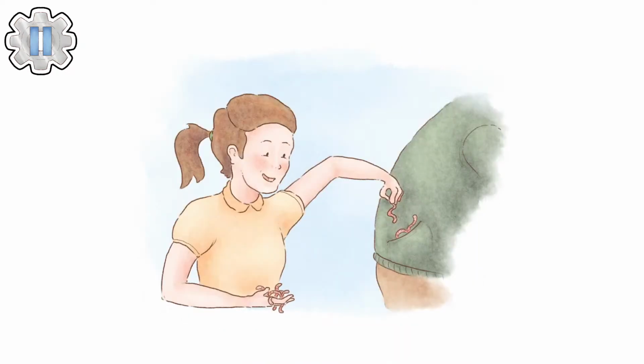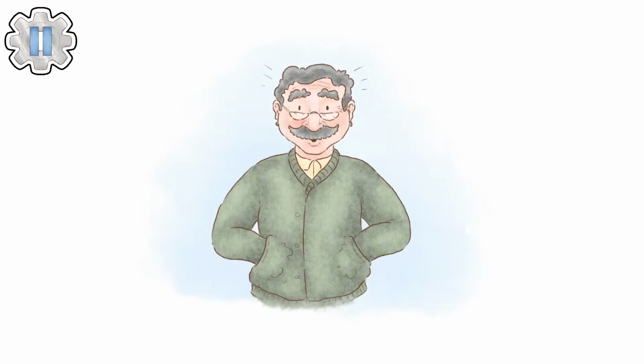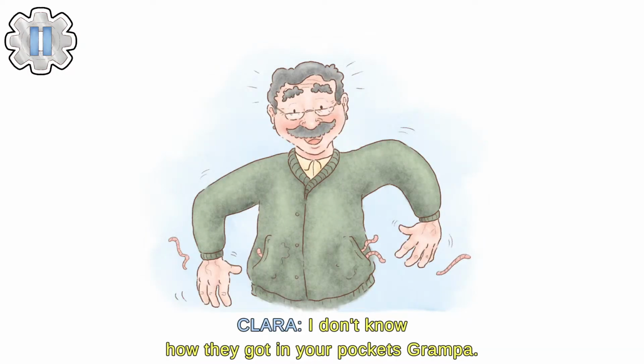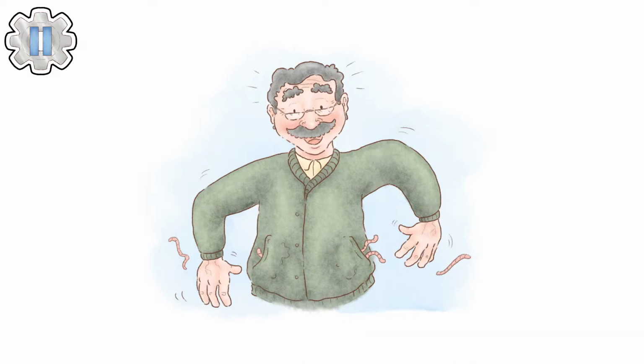Clara carefully places a handful of earthworms into her unaware grandfather's pockets. So that means no wiggly worms in any pockets this time. I don't know how they got in your pockets, Grandpa. He puts his hands into his pockets, and to his surprise, they are full of worms.